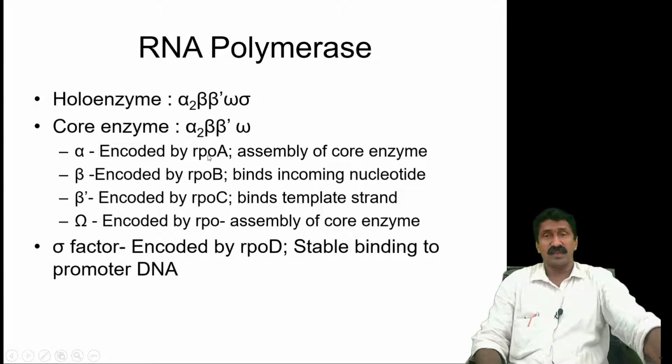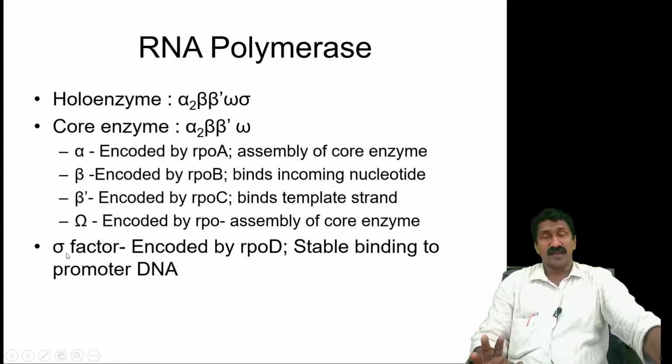The alpha is encoded by rpoA, and the assembly of the core enzyme is the role of the alpha. Two alpha units will be used in the core enzyme. Then beta is encoded by rpoB, and it binds incoming nucleotides. Then beta dash is encoded by rpoC, and it binds the template DNA strand. Then omega, this is a capital letter omega, encoded by the rpoZ gene. The assembly of the core enzyme is also the role of this omega.